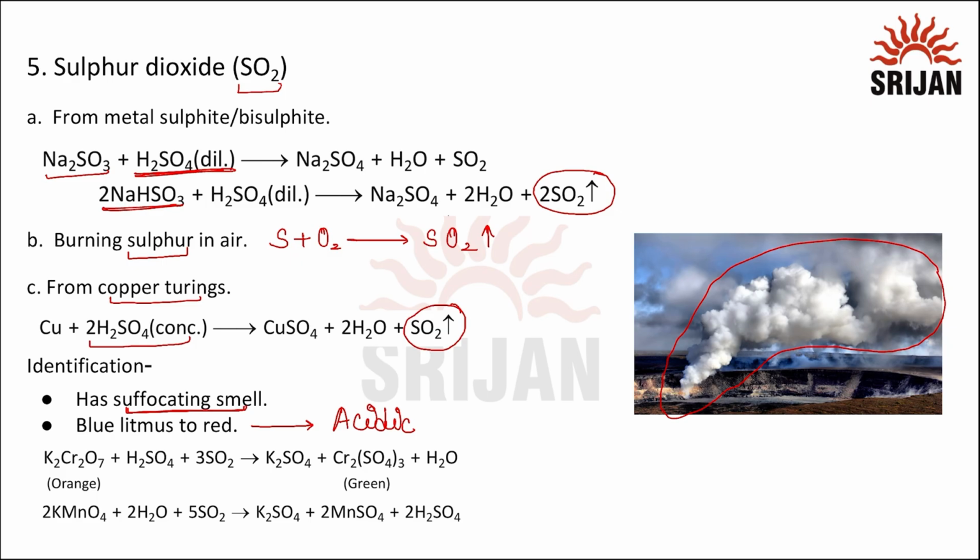The third point is that of potassium dichromate. We can see that potassium dichromate is initially orange in color, and when we acidify it with H2SO4 and then pass sulfur dioxide, it turns green and it also decolorizes. We know that potassium permanganate is actually pink in color. So on passing SO2 through potassium permanganate, we can see that it actually decolorizes.